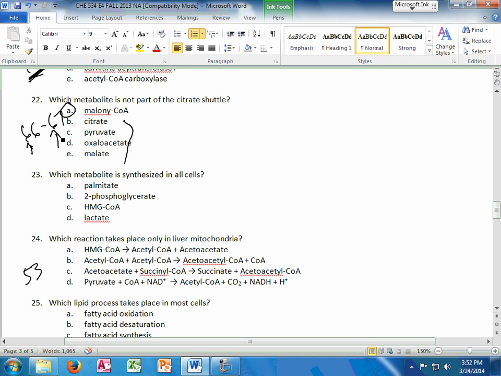Which metabolite is synthesized in all cells? Hopefully you could have gotten this one in Unit 3. This is 2PG, anything from glycolysis. We're talking about synthesized here, so that's fatty acids and the ketone body cholesterol. Which metabolite is in liver only? These two are liver only. And then lactate is mainly your red blood cells or muscle during vigorous exercise.